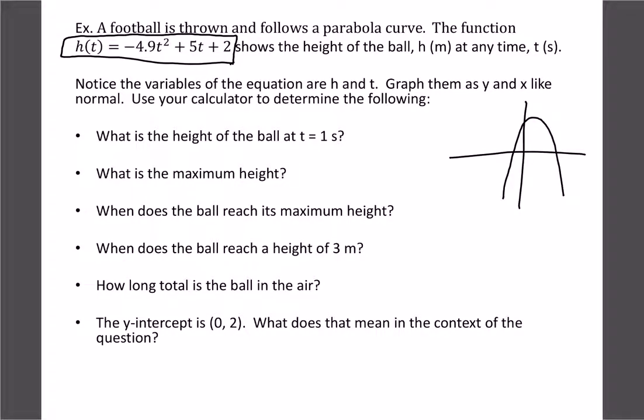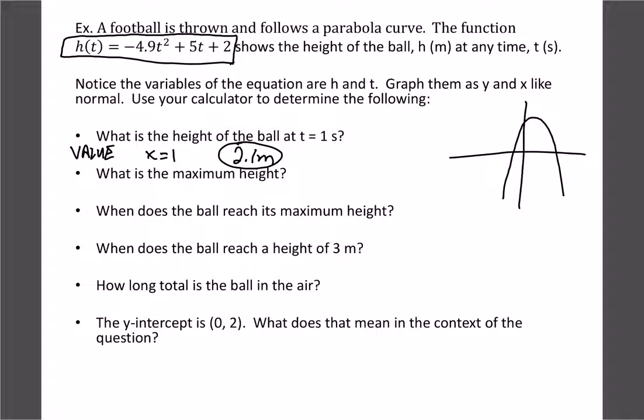So you can see we've got a few different things going on. Now let's answer our questions. The first question is, what's the height of the ball when t equals 1? On our calculator, we can figure out any height by using value. So if we go second calc value, we can put in an x of 1 for our time, and your calculator should give you the corresponding height, which is 2.1. So 2.1 meters would be our answer.